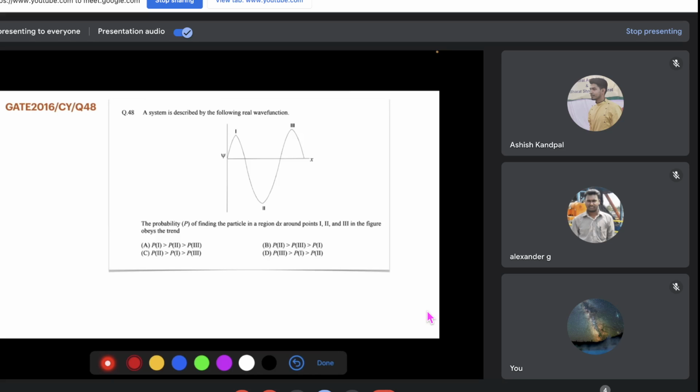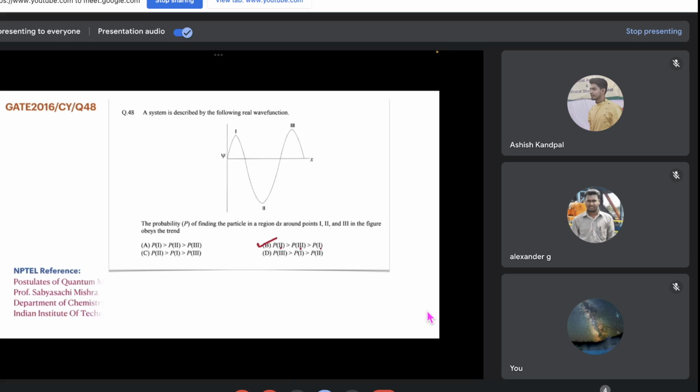Now, the probability of finding the particle in regions 1, 2, and 3, which follows the given trend in the figure, is 2, then 3, and then 1. So the correct option is B.